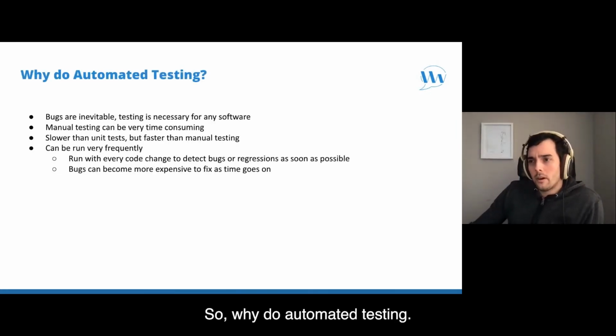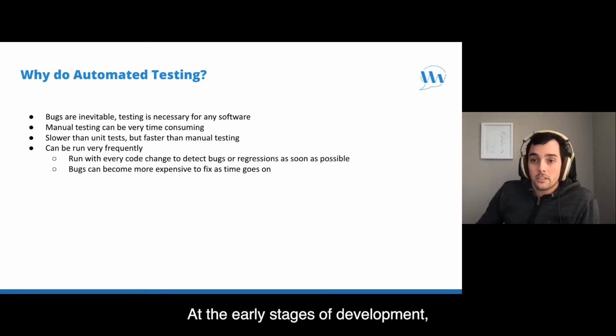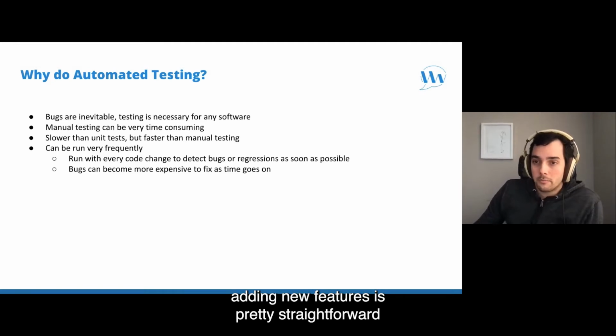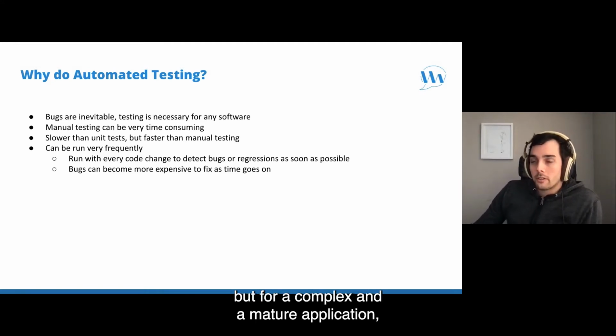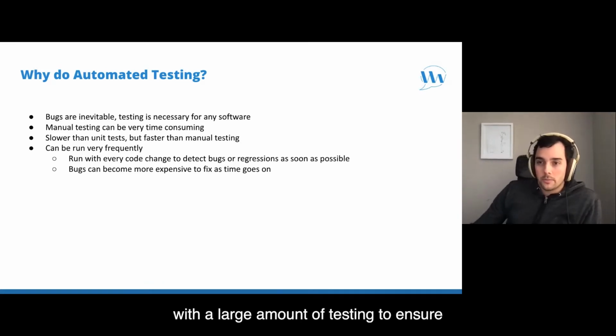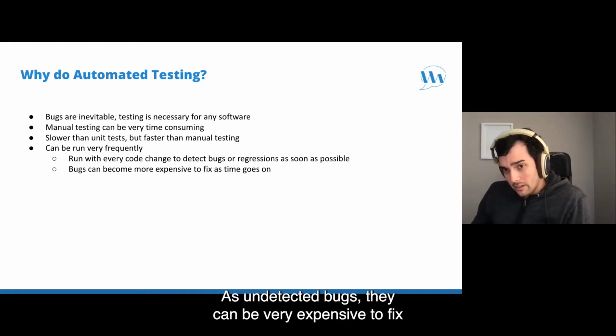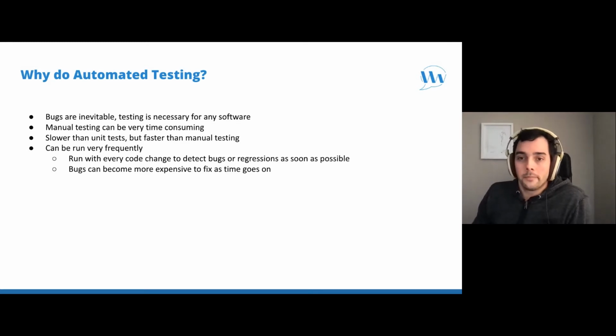So why do automated testing? Application complexity makes writing new code difficult. At the early stages of development, adding new features is pretty straightforward, but for a complex and mature application, adding new features generally comes with a large amount of testing to ensure that no previous functionality has been broken. Undetected bugs can be very expensive to fix if they exist for a long time.